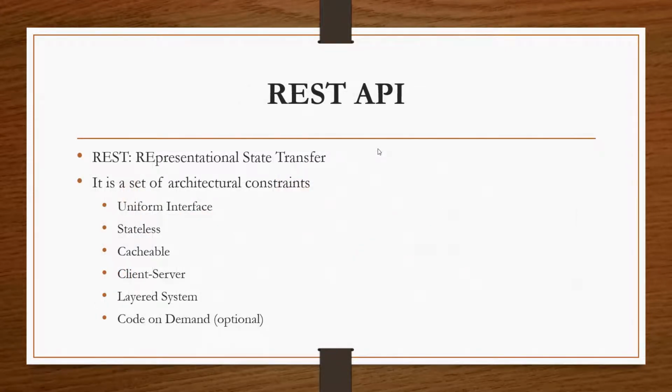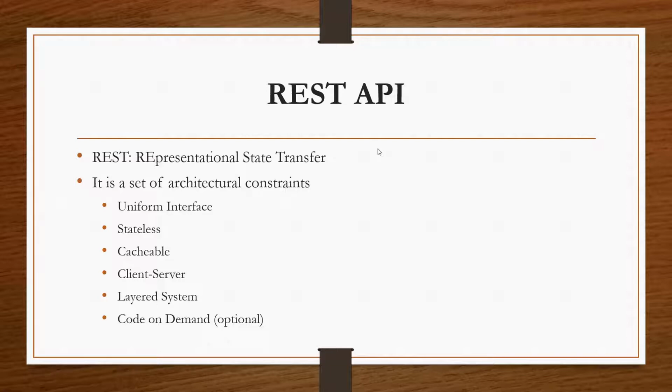So REST stands for representational state transfer. A REST API is a way for two computer systems to communicate over HTTP in a similar way to web browsers and servers. This is a set of 6 architectural constraints. Often people mix it up with protocol or standards, but remember guys, it's not a protocol or standards. It's a set of architectural constraints.